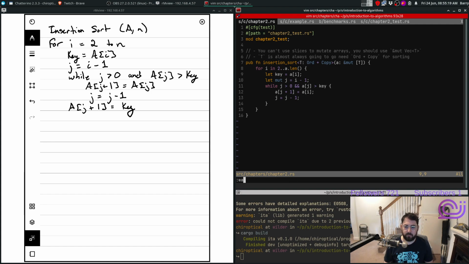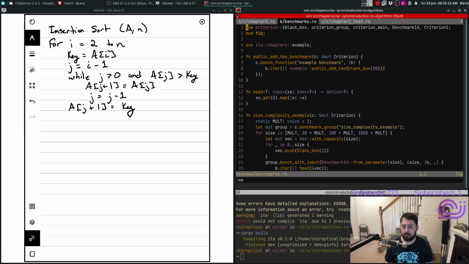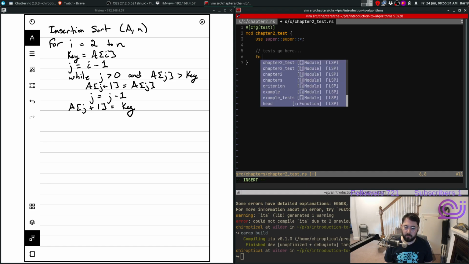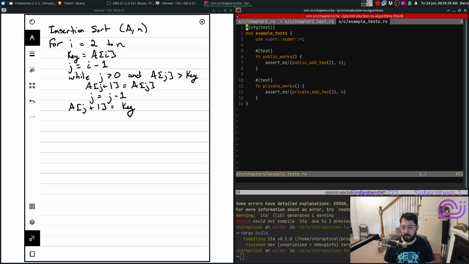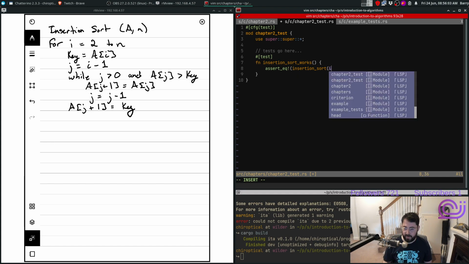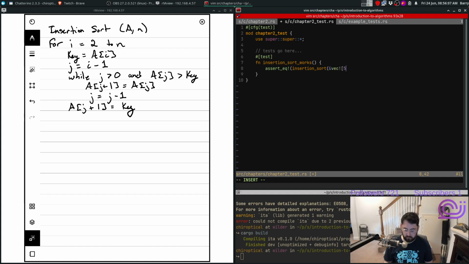Okay, now question, is it correct? Let's get rid of this and this. Okay, so for the function, I have to annotate this, I think, with something. Sorry, it's going to take me a while to get used to these. Okay, just test. Insertion sort works. This isn't going to take any arguments, and we're just going to say assert_eq insertion sort of vec 5, 4, 3, 2, 1 is 1, 2, 3, 4, 5.